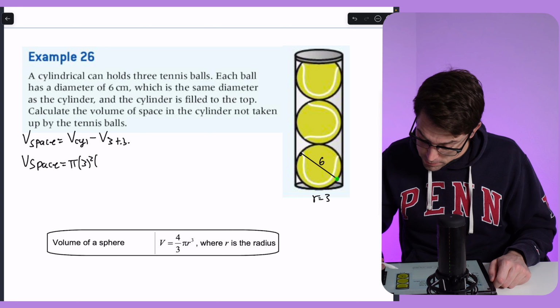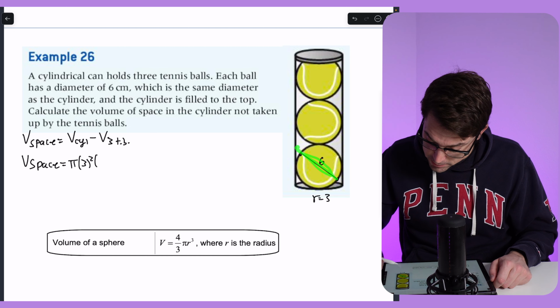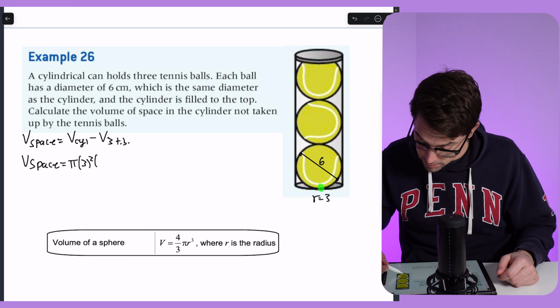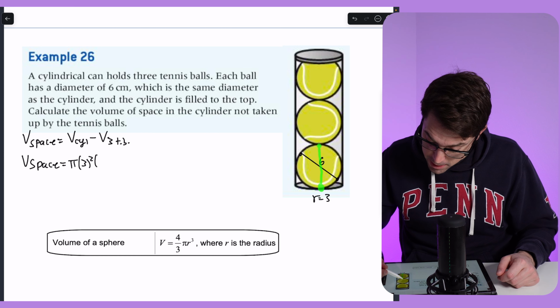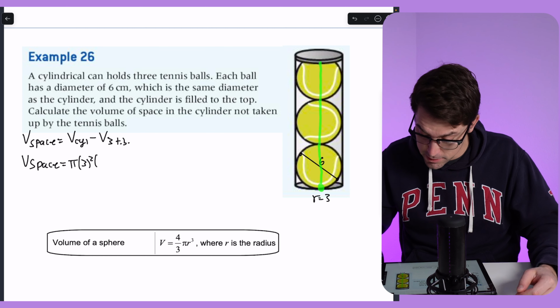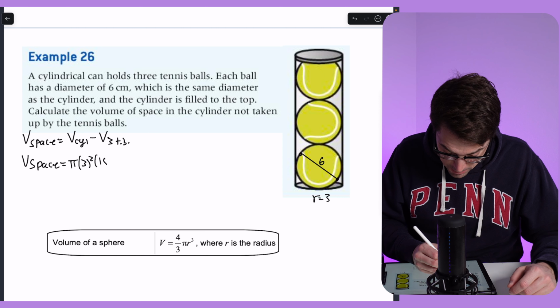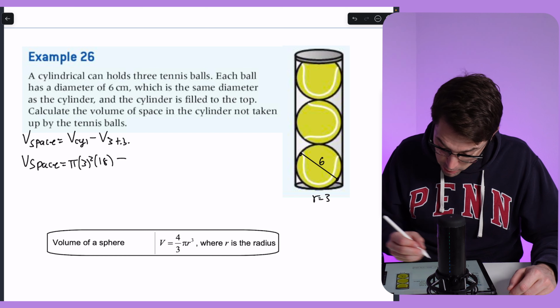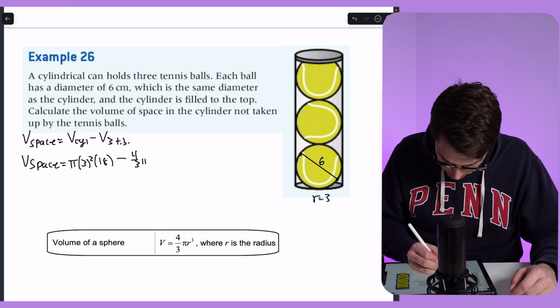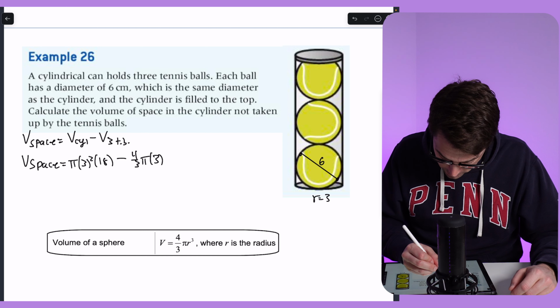So this isn't directly given to you, but you know that this diameter is 6. So let's say the diameter started down here because the ball touches the bottom of the cylinder. It's going to go up 6, and then another 6, and then another 6, because each of these 3 balls has a diameter of 6. So 6 times 3, that's going to be 18, minus the volume of the 3 tennis balls. So 4/3 pi r, which is 3, cubed.